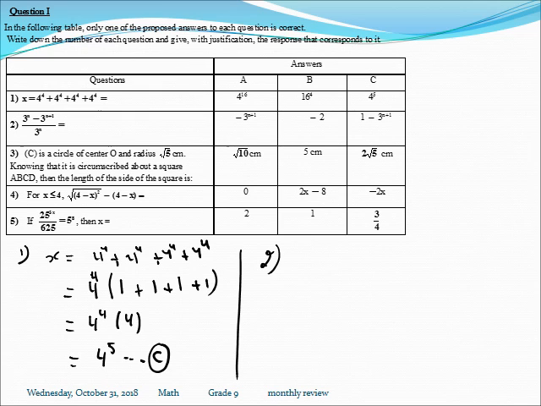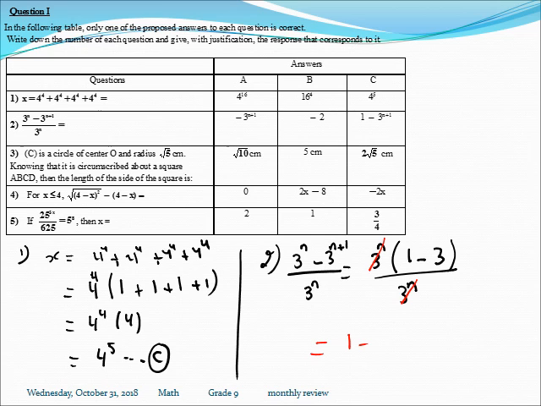Number 2. 3^n minus 3^(n+1) over 3^n equals. Take a common factor 3^n, which remains 1 minus 3 over 3^n. You can simplify 3^n by 3^n, so it's equal to 1 minus 3, which is minus 2. Correct answer is B.